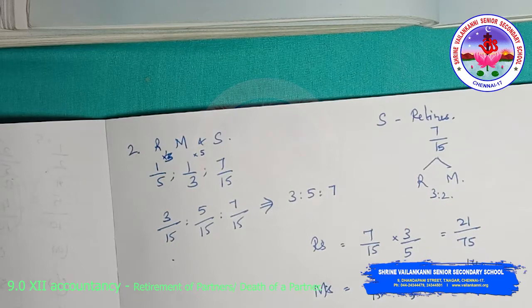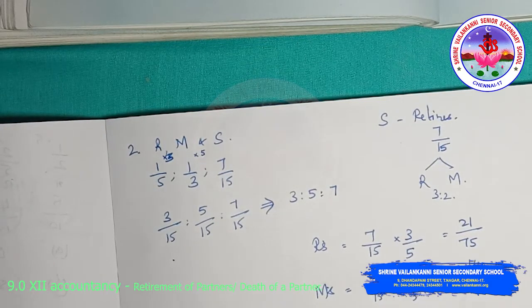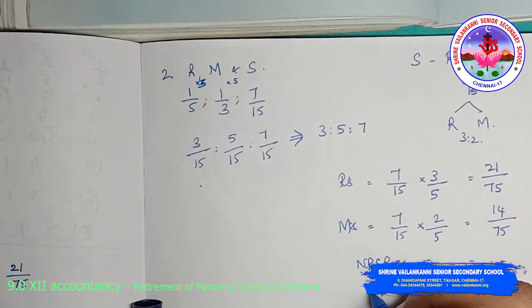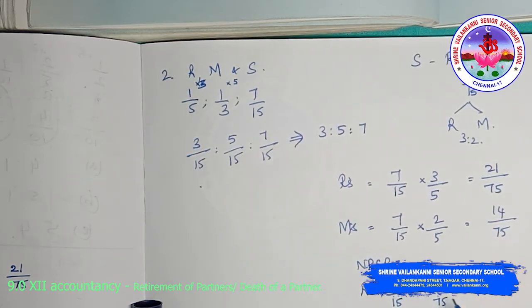The new profit sharing ratio is going to be, for R, 3 by 15, which is the old share, plus the new share 21 by 75. Similarly for M, it's going to be 5 by 15 plus 14 by 75.